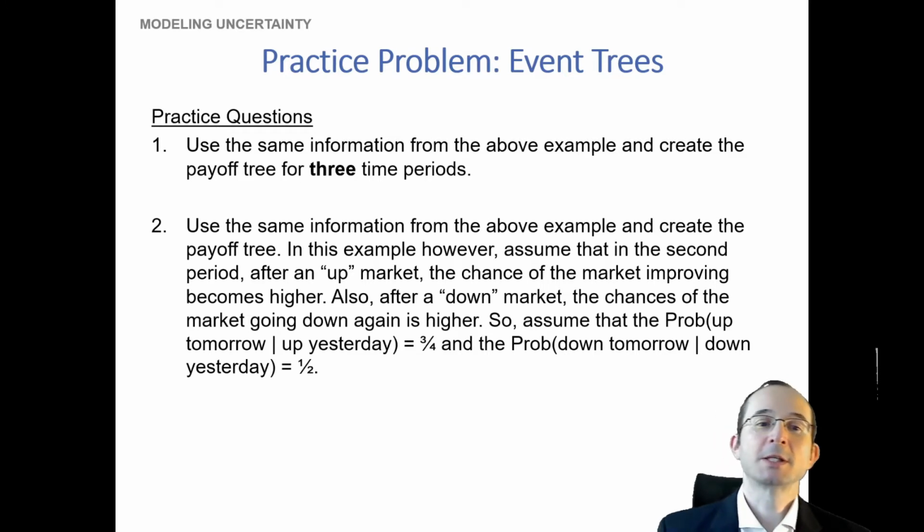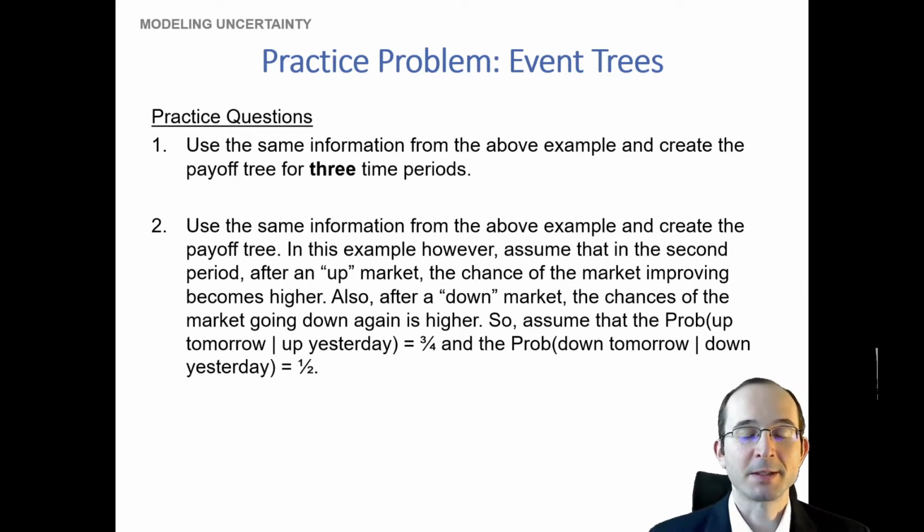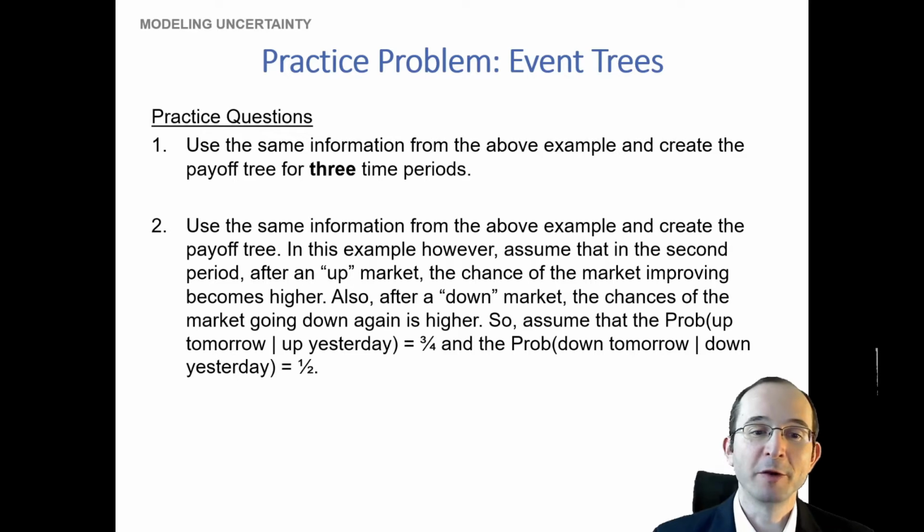So let's actually do this. Let's, as a practice application, draw a tree for 3 time periods. And also let's incorporate the idea of conditionality, in other words, the idea that the probabilities are no longer completely independent, such that our probability of moving up or down depends on whether we have moved up or down yesterday. And we'll see how that changes our tree.